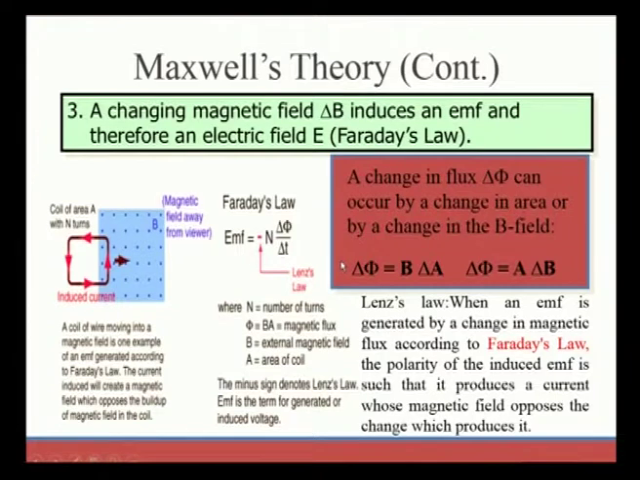A change in flux delta phi can occur by a change in area or by a change in the field. This can be represented as delta phi is equal to B into delta A, or also as delta phi is equal to A into delta B. So, the change in flux can occur by a change in the magnetic field or by a change in the area.